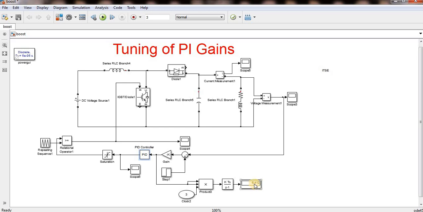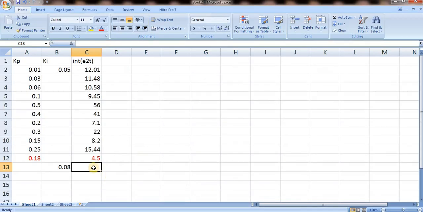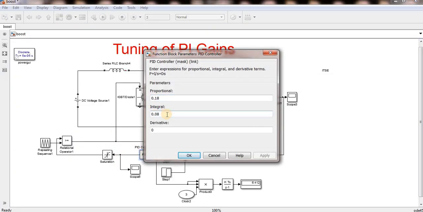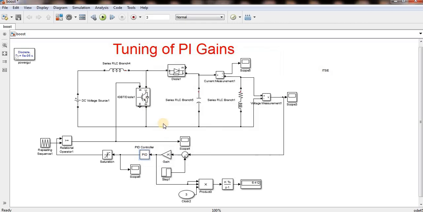So this is like 6.41. So now you are getting 6.41 for 0.18 and 0.08. So now I will change my Ki to 0.2, because I am getting 6.41.